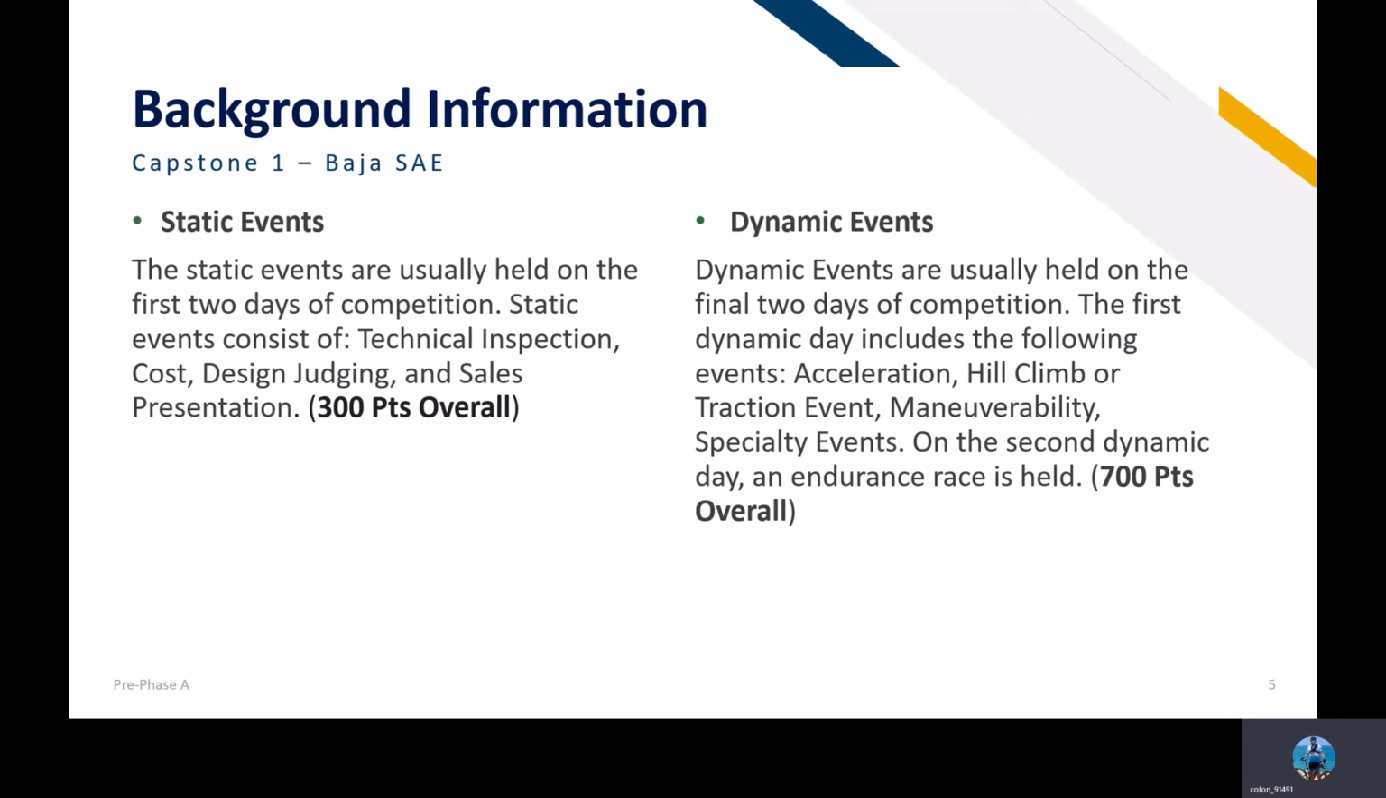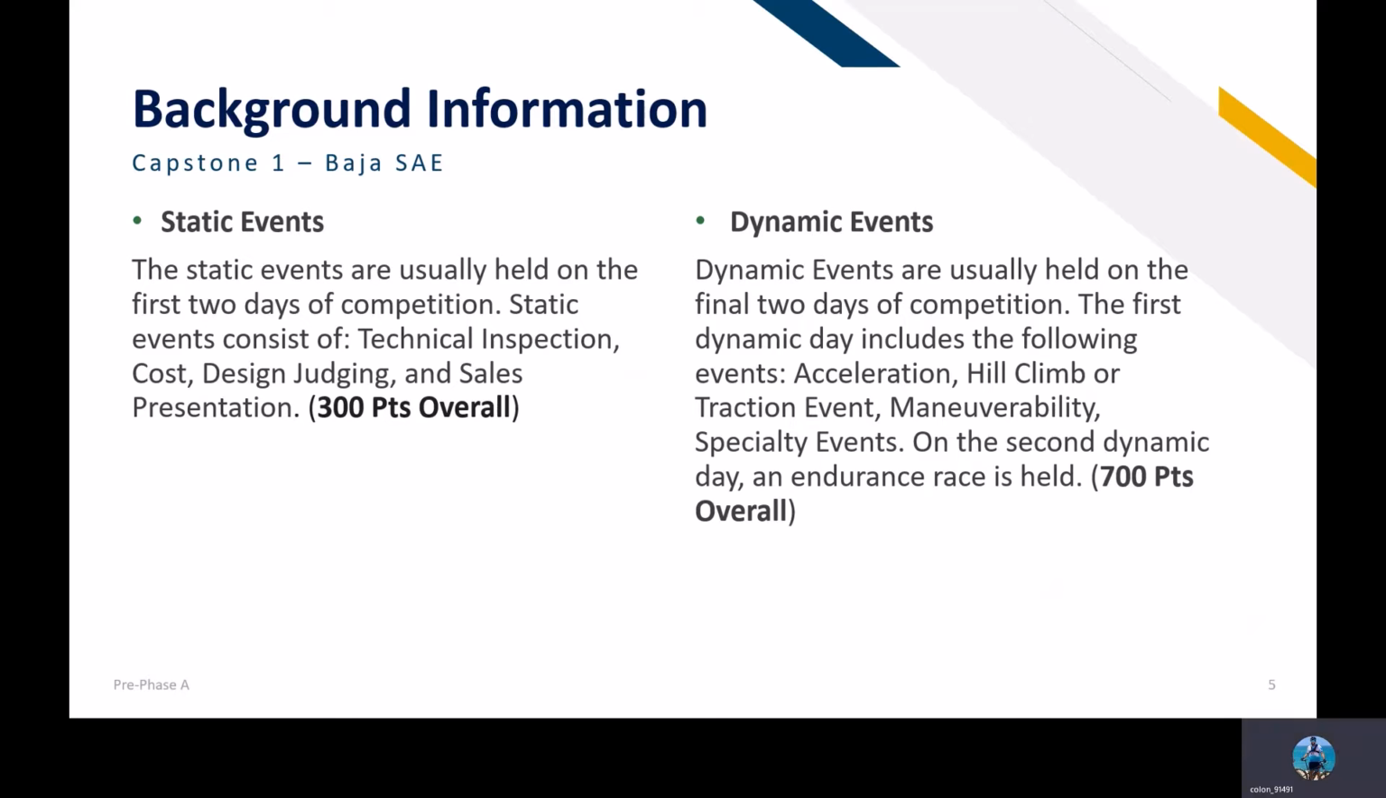Baja site is divided into two events, which are the static events and the dynamic events. The static events are usually held for the first 2 days of competition. Static events consist of technical inspection, cost, design judging, and sales presentation. This event has a total of 300 points.